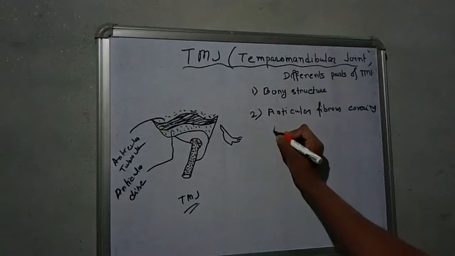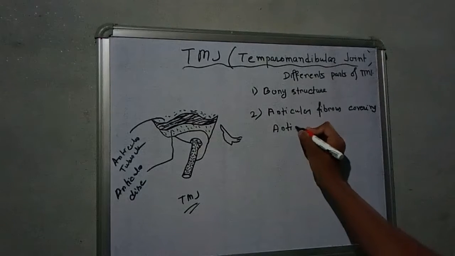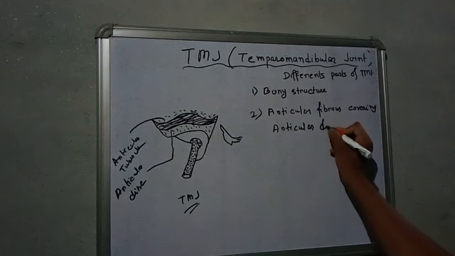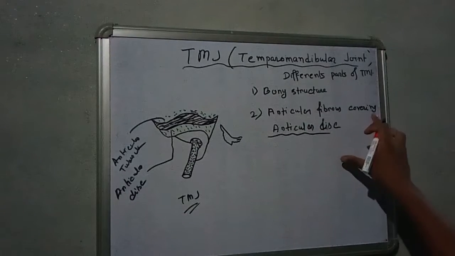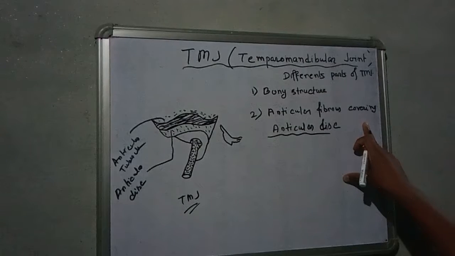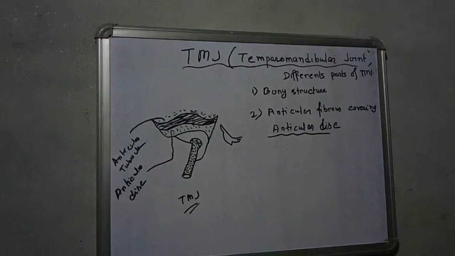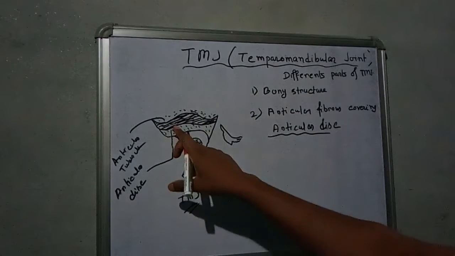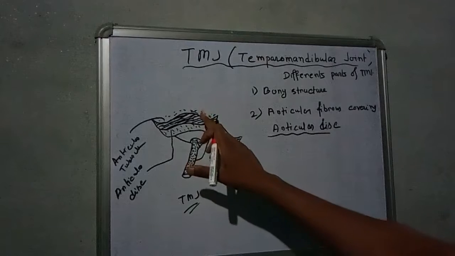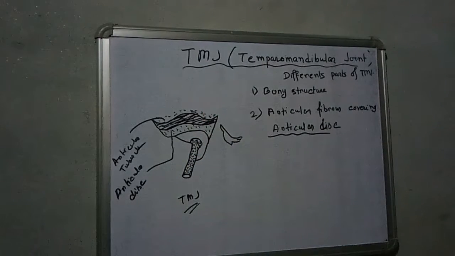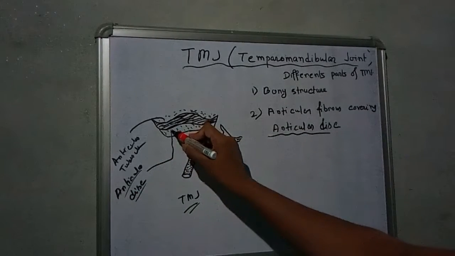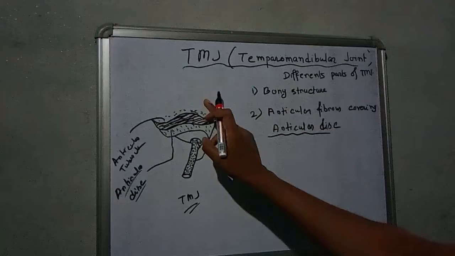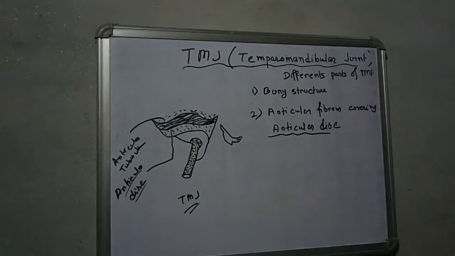So the articular disc. The TMJ contains a fibrous articular disc that is found between the articular surfaces. The main function of the articular disc is to act as a shock absorber, and the disc is biconcave.